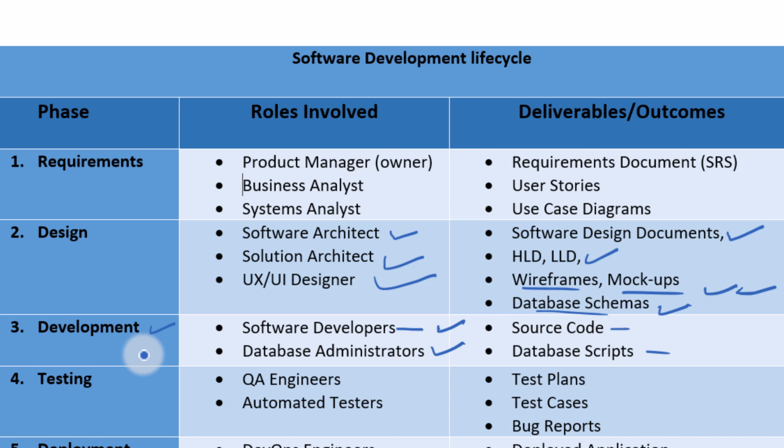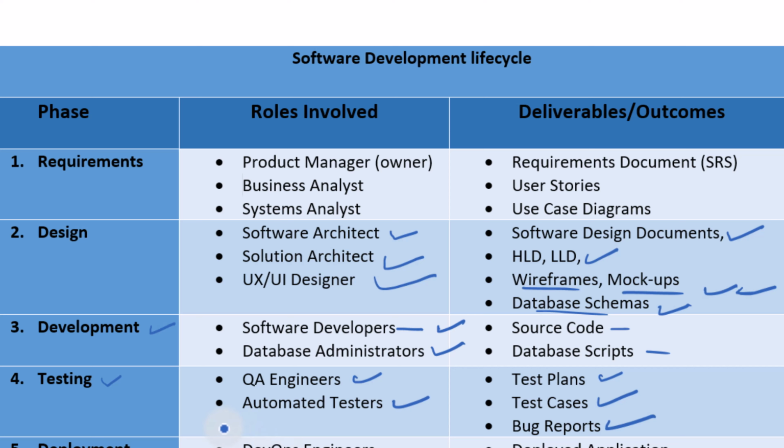After that, we move to the testing phase. Quality assurance engineers and automated testers take the lead. The outcomes are test plans, test cases, and bug reports. Testing is crucial for identifying and fixing defects, ensuring the software is reliable and functional.